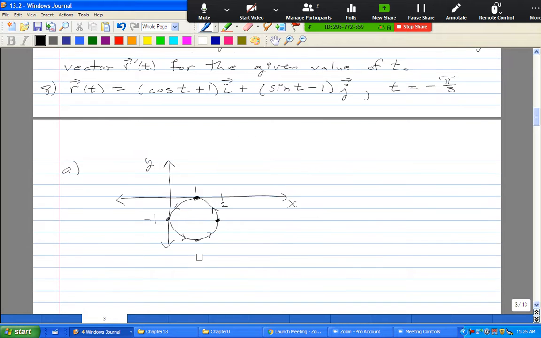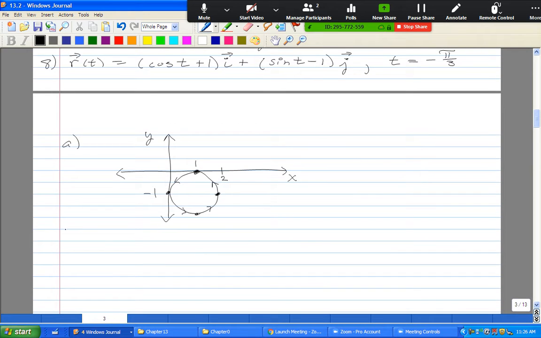Okay, let me do B. So for part B, I want to find the derivative. So let's find the derivative.